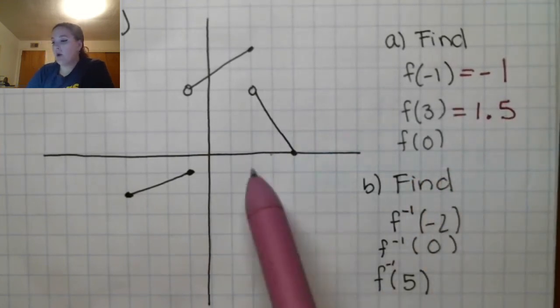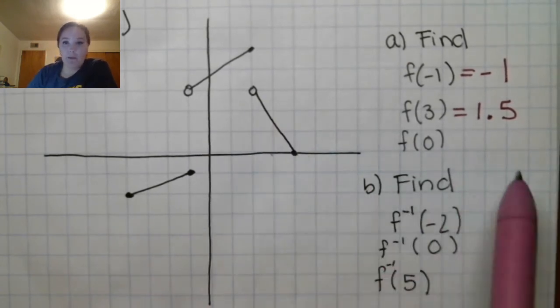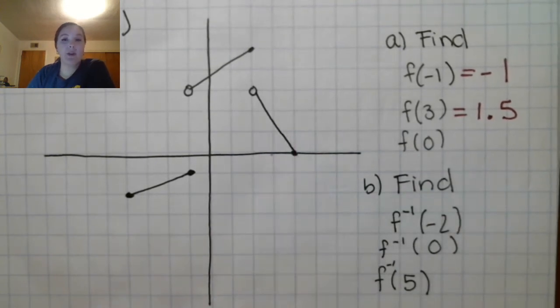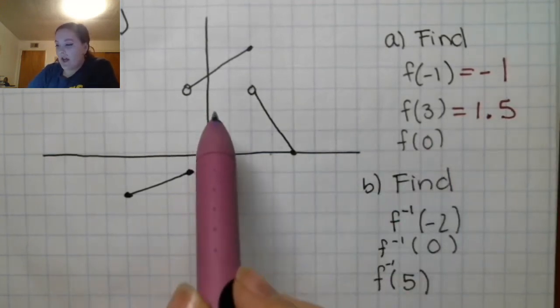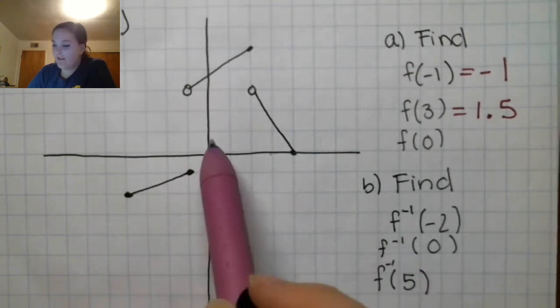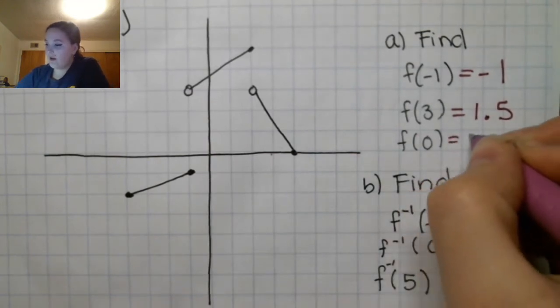Remember when you're looking at the values on a graph, you can't be exact. There's no way to tell if this is 1.4 or 1.5, but just give an estimate of that value. And now we're looking at f of 0, so we're going to the x value 0, which is here, and we'll give the corresponding y value. So 1, 2, 3, maybe 3.7.